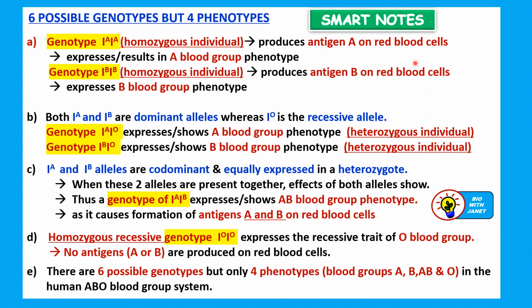Here are some smart notes related to the discussion of the table just now. In the inheritance of blood groups, there are 6 possible genotypes, such as IA IA, IB IB, IA IO, IB IO, IA IB, and IO IO. But there are only 4 possible phenotypes of blood groups, that is, blood group A, B, AB, and O, right? So go through these notes and you can copy them down if you want. If there are any questions, do ask me in the comment section.